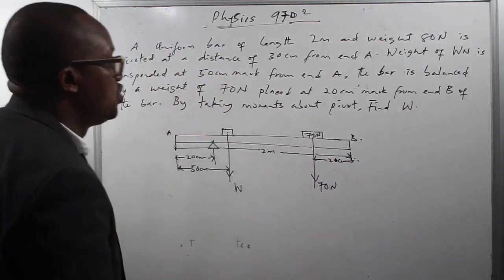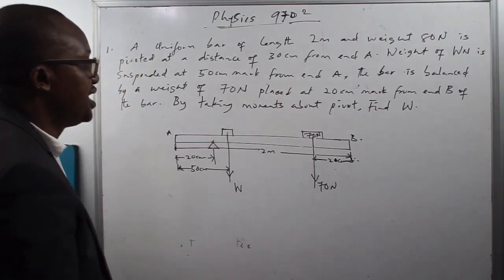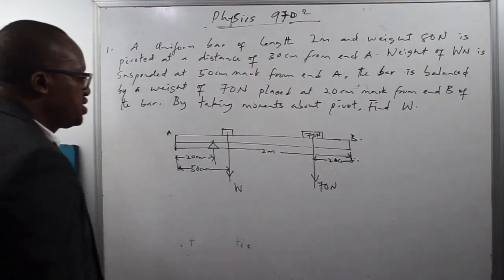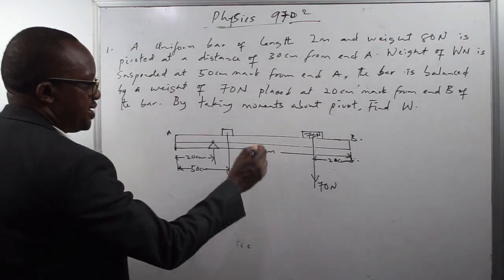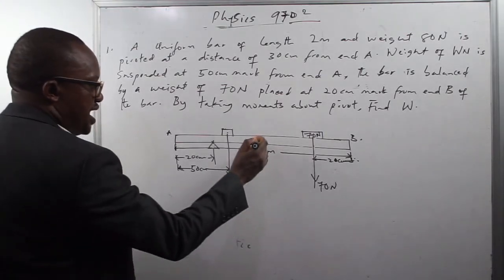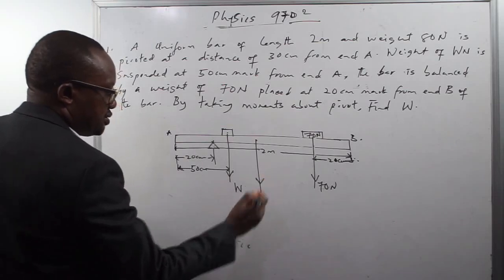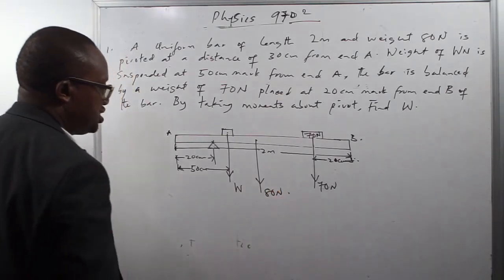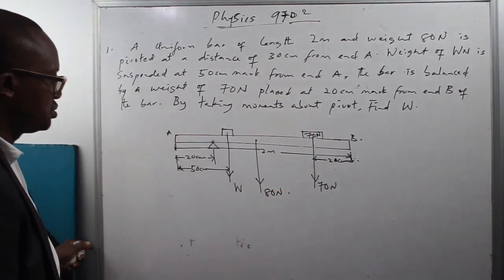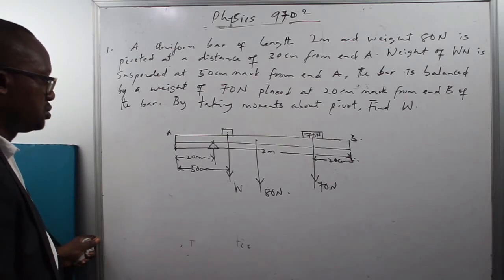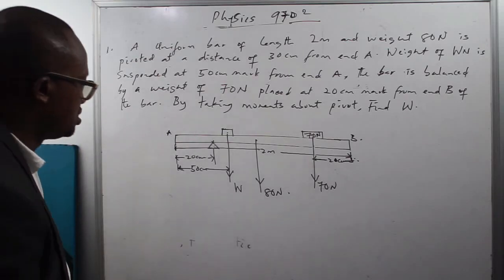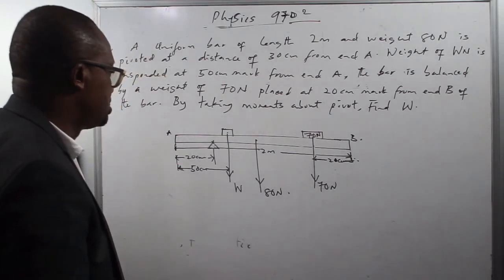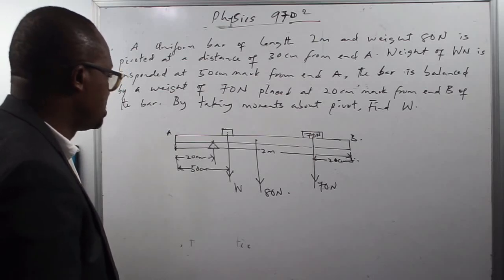The question: the weight of the bar itself, has it been represented? Because we have a uniform bar of length 2 meters and weight 18 newtons. The weight of the uniform bar will be acting where? At the middle. And it will be acting vertically downwards. So the weight of the uniform bar is 18 newtons.